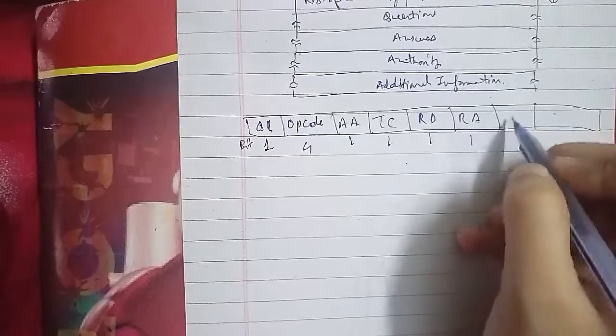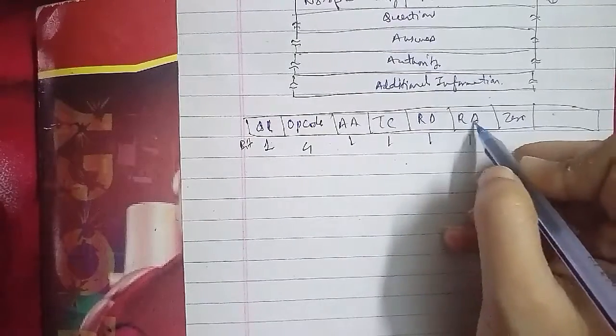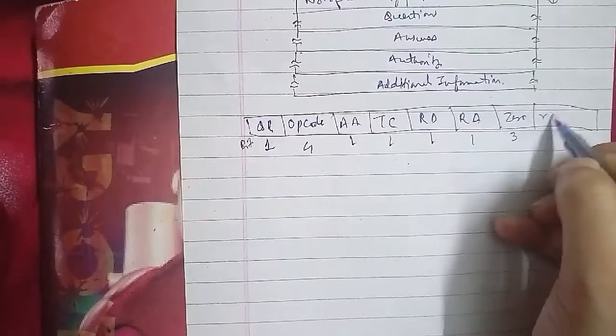The RD field is 1 bit and that can be set in the query and then returned in the response.